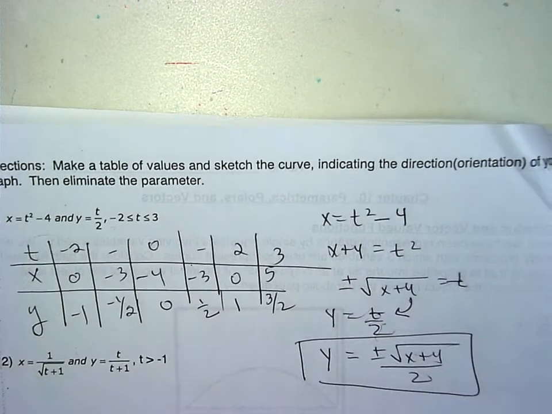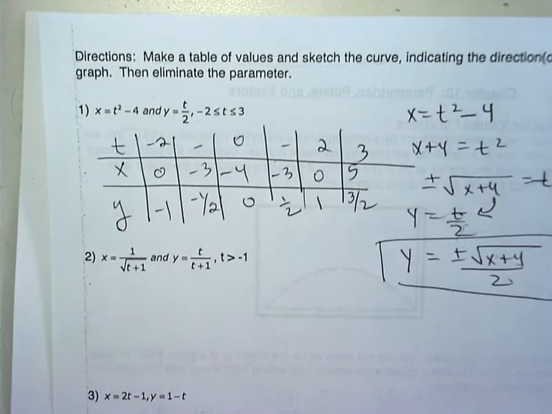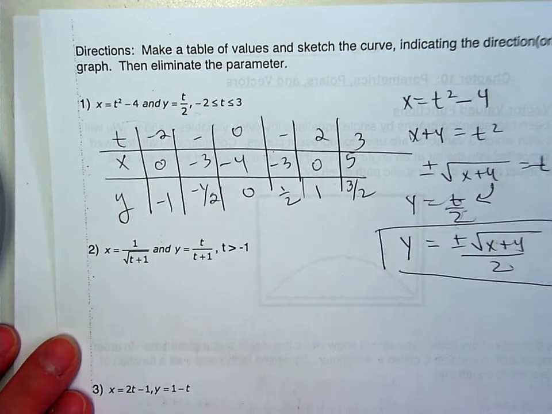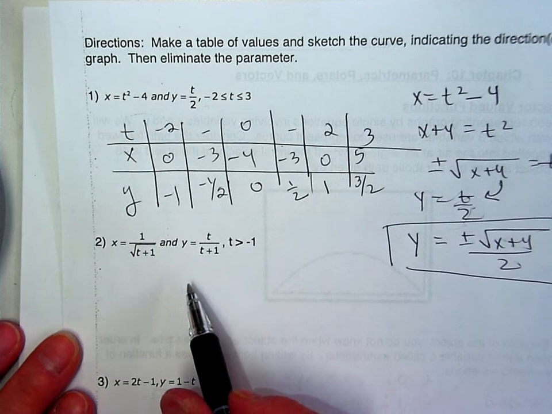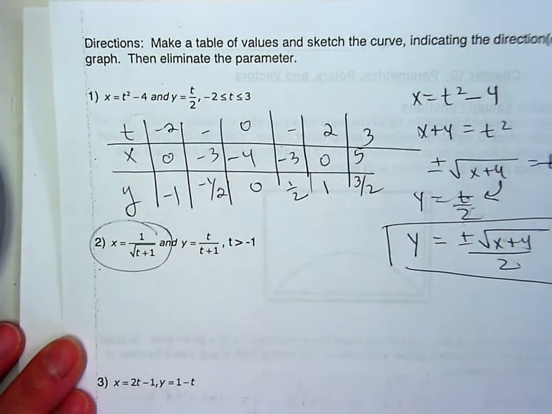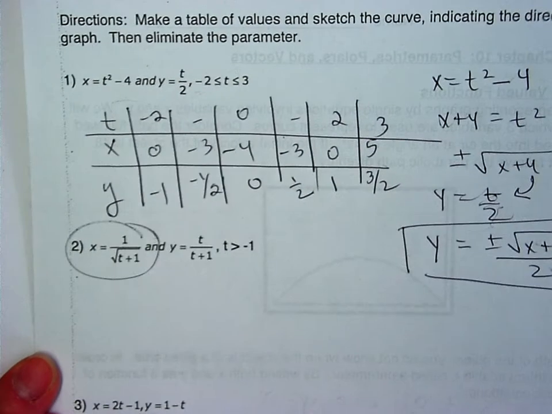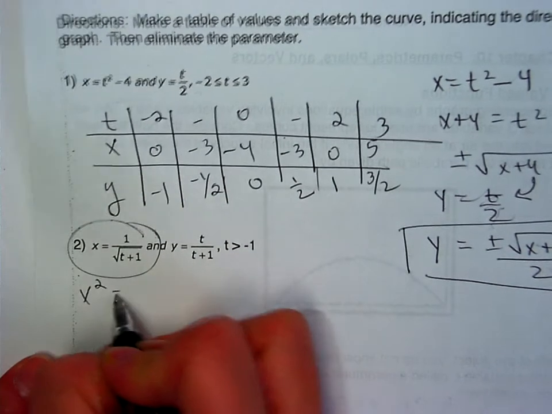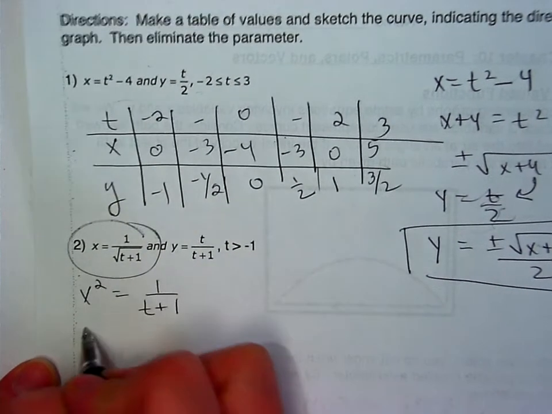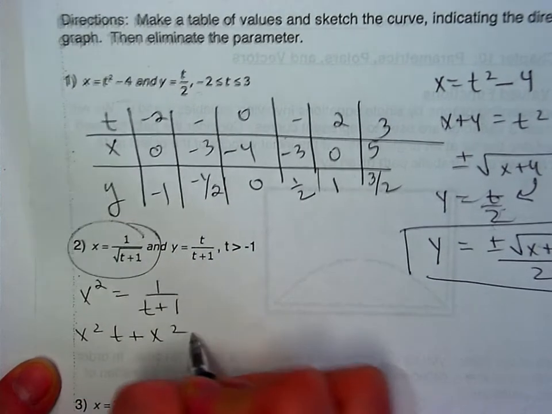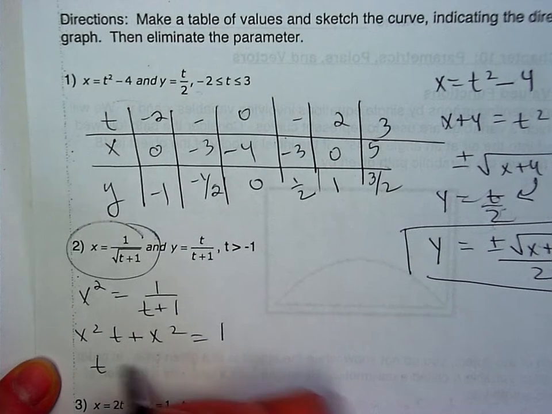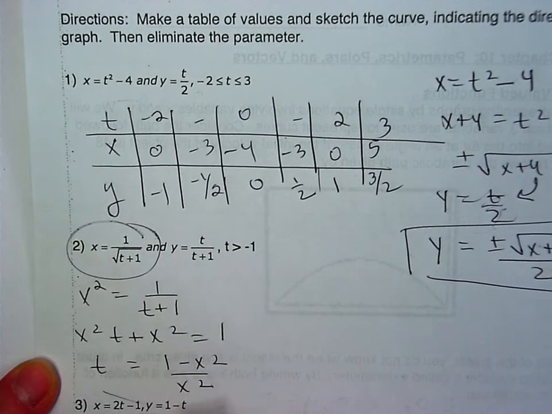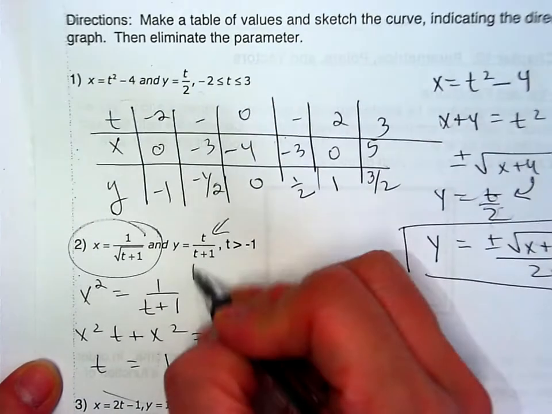Okay. For the next couple of problems, I'm going to have you just go ahead and type it into your calculator to look at the graph to see what it looks like. But we're going to go ahead and rewrite this in rectangular form. So again, I need to solve this for t to be able to get rid of the parameter t. I'm going to square both sides. Cross multiply. Solve for t. Subtract off the x squared and then divide by the x squared. So there's my t.